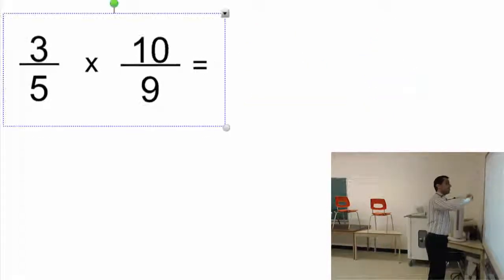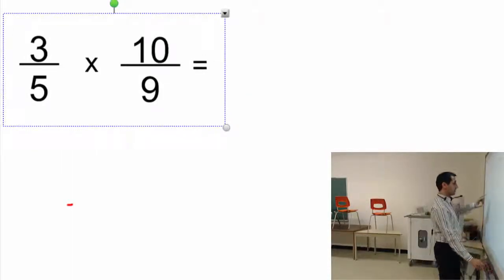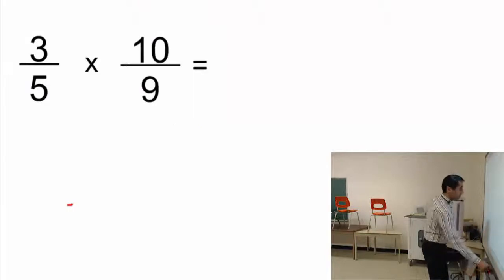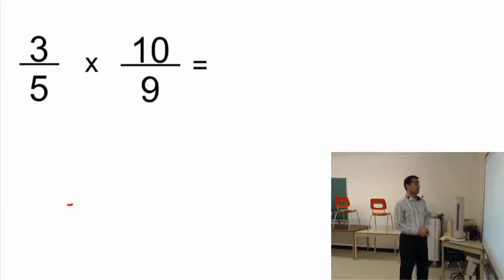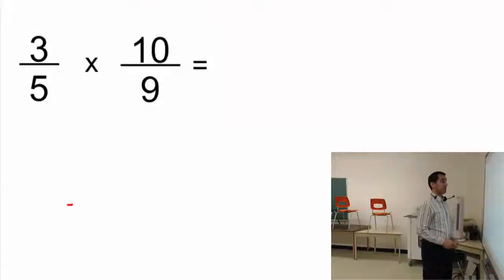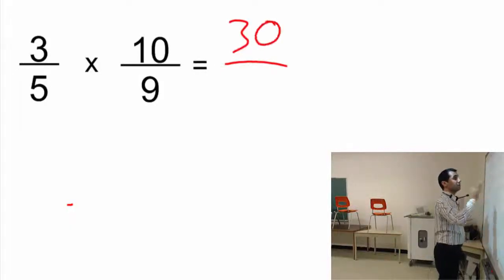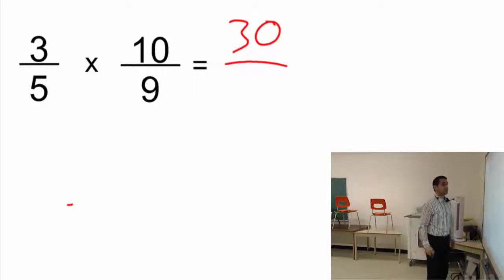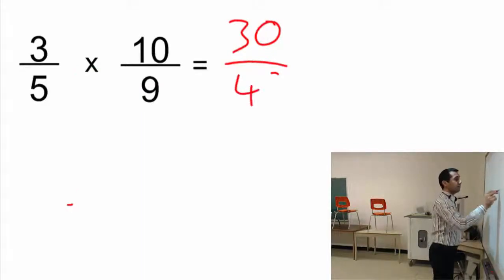Let's do one more example. 3 divided by 5 times 10 divided by 9. Let's go ahead to that. That will give me 30. 3 times 10 is 30. And 5 times 9, that's supposed to be 45.